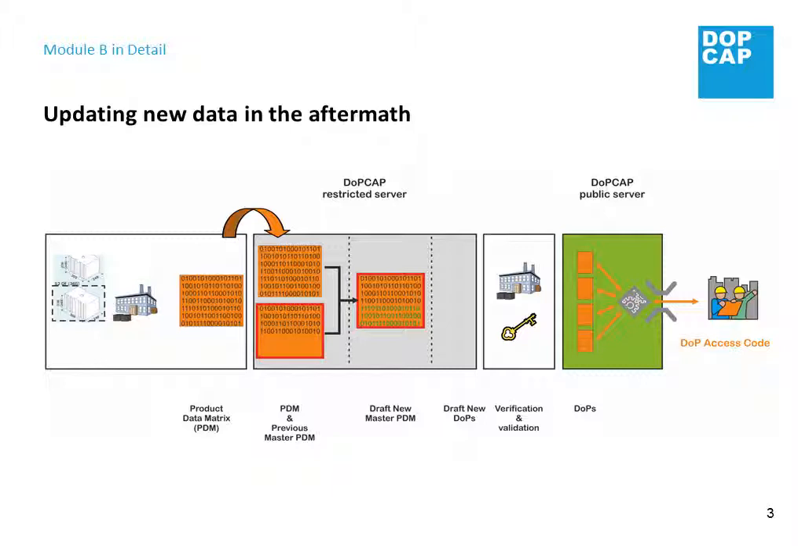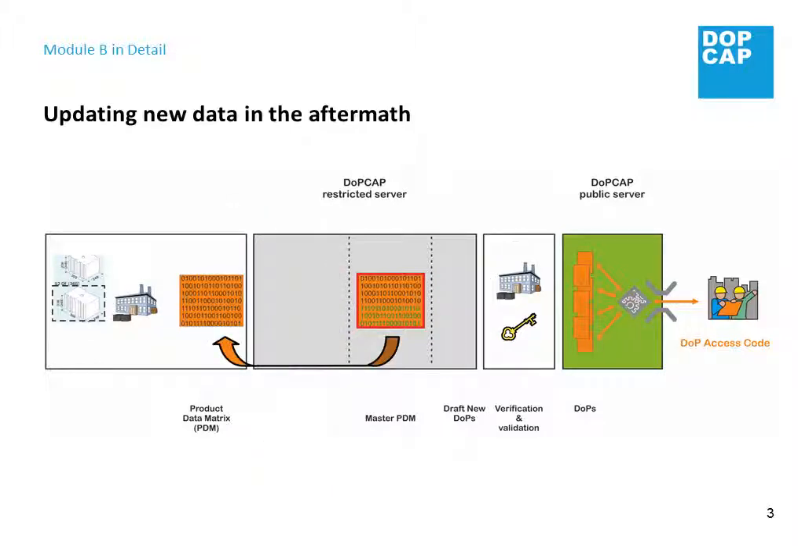In our example now, we have copied 3 new products into the new draft master PDM, and then consequently 3 new draft DOPs will be generated that need validation before they can be published on the public server. At the end, again, we enter in a process where temporary files are deleted and the master PDM is returned to the manufacturer, a copy of the master PDM, of course.